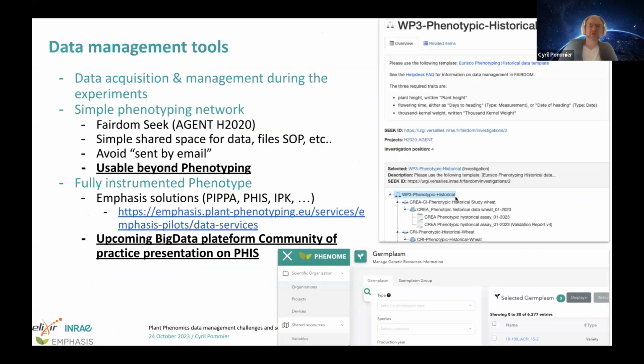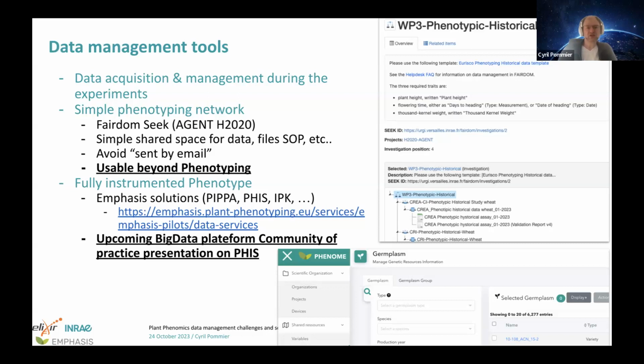So to use these standards, you've got several data management tools that allow to drive, to enable the data acquisition and management during the experiment. A lot of the time, this is done simply through files. So for this, the MIAPPE template available on GitHub can be used.